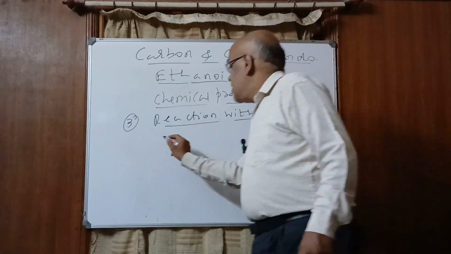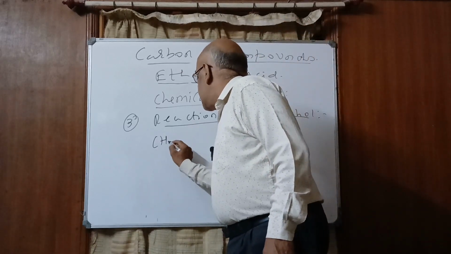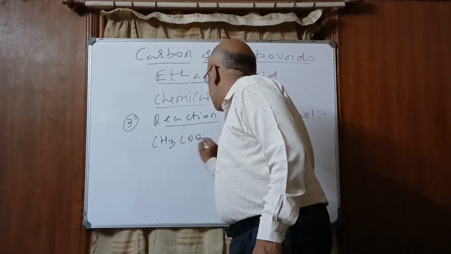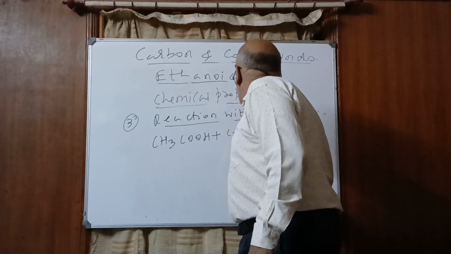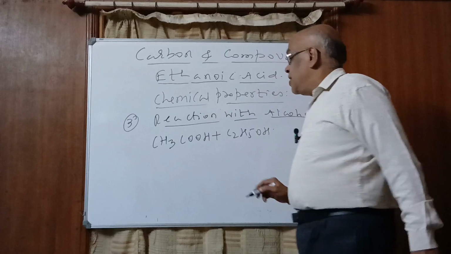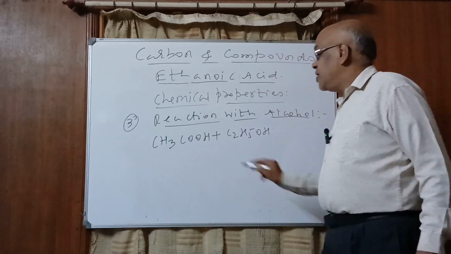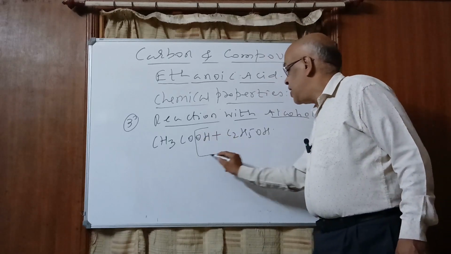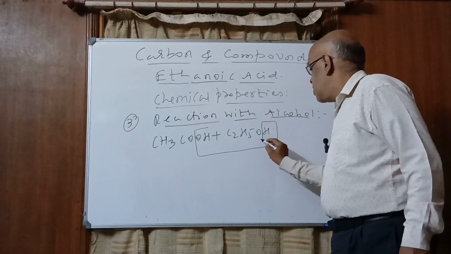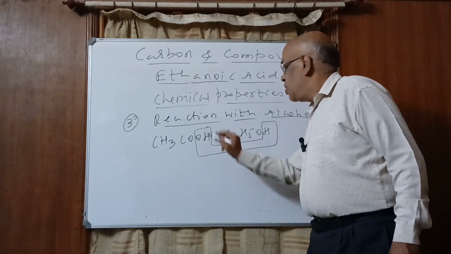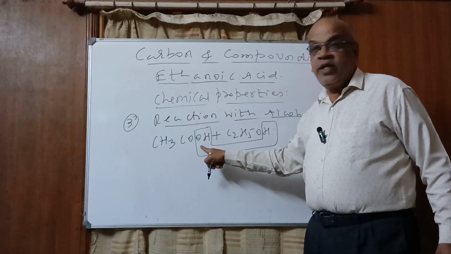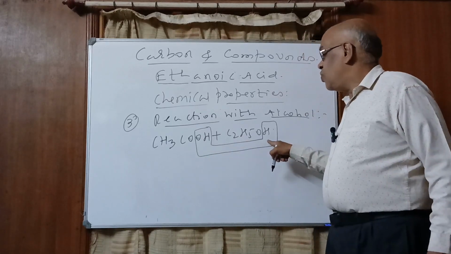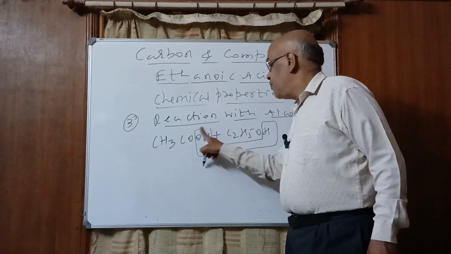Now, reaction of ethanoic acid or acetic acid. What is the formula, children? CH3COOH plus C2H5OH. See children, beautiful reaction. How does the reaction take place? See, you got it? Acetic acid loses what? OH. Ethanol loses what? No, sorry children.